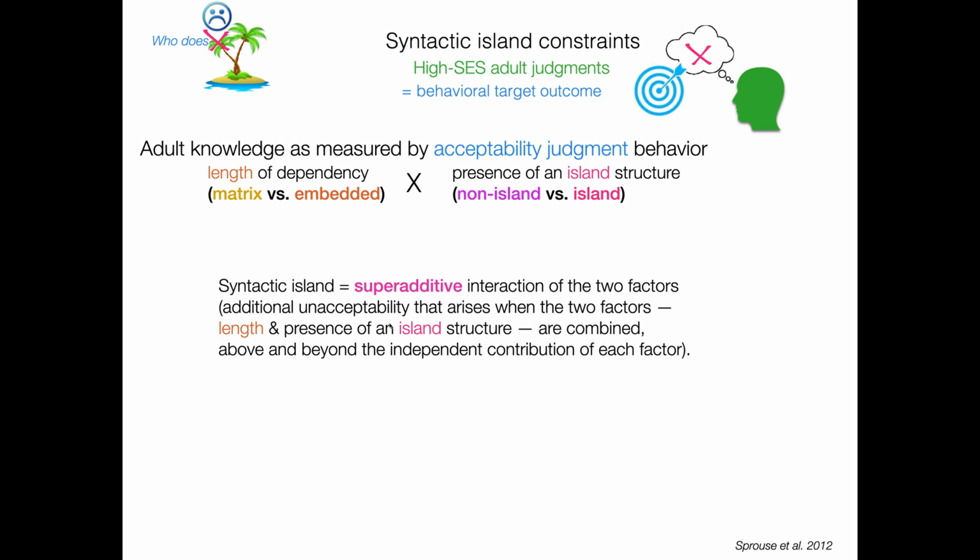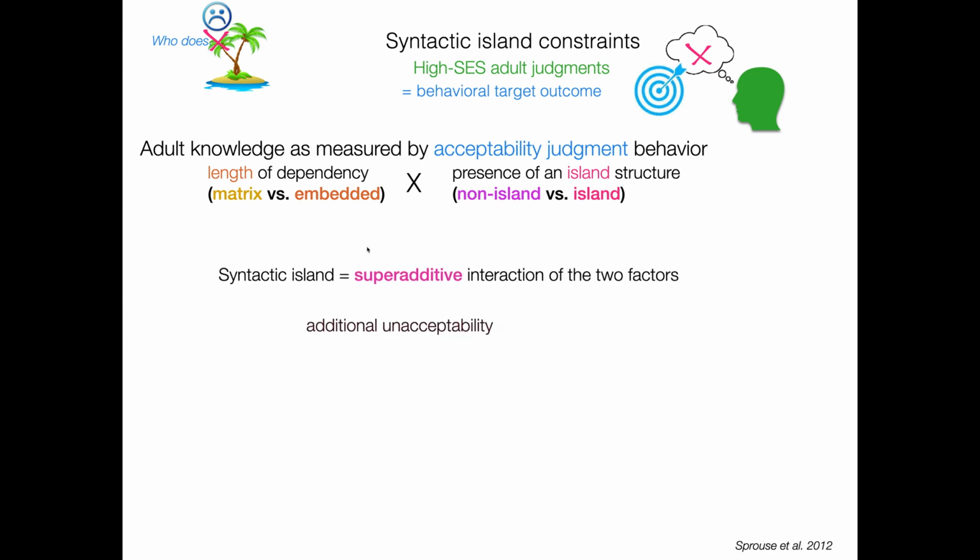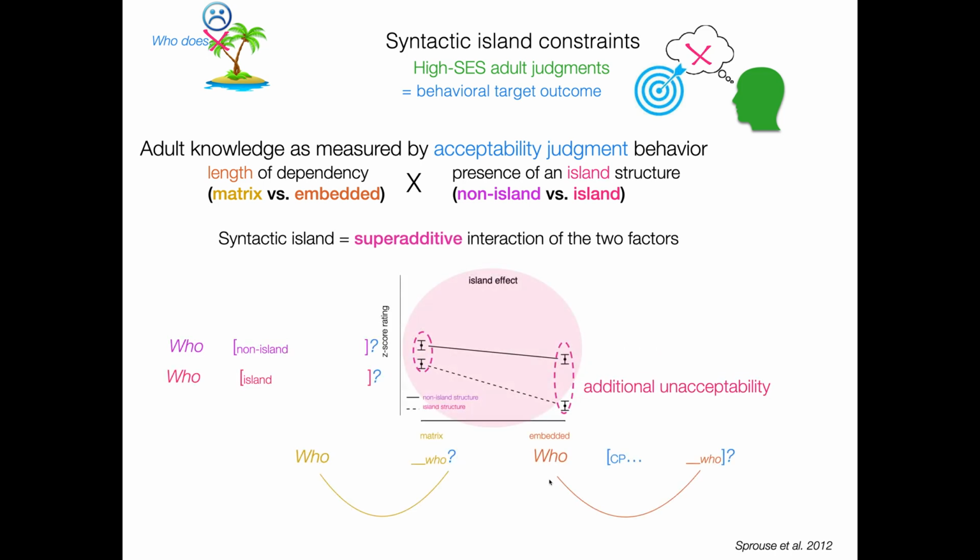So you add this one, that's a certain amount of badness. Is there extra badness purportedly because it's crossing a syntactic island structure? That's what we're looking for. So if you plot this on an interaction plot, these are the sorts of plots we'll be looking at. And this is what you're looking for. So you have on the x-axis the length of the dependency, matrix versus embedded. And you have on the y-axis, in this case, a non-island structure in the utterance versus an island structure in the utterance. And just to walk you through what we see.